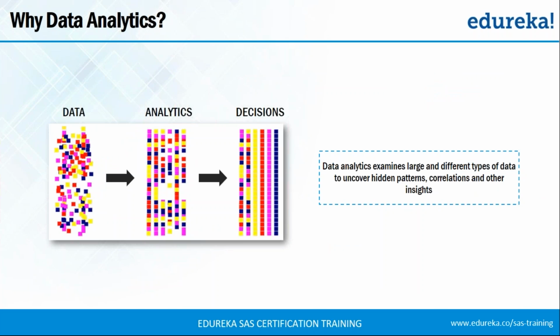Data analytics examines large and different types of data to uncover hidden patterns, correlations, and insights. Correlation is people who are buying some product A will buy a product B. There is some correlation between the two. Hidden patterns are, for example, in the beginning of the month, people buy this kind of product. So those are the patterns you can discover from the data.